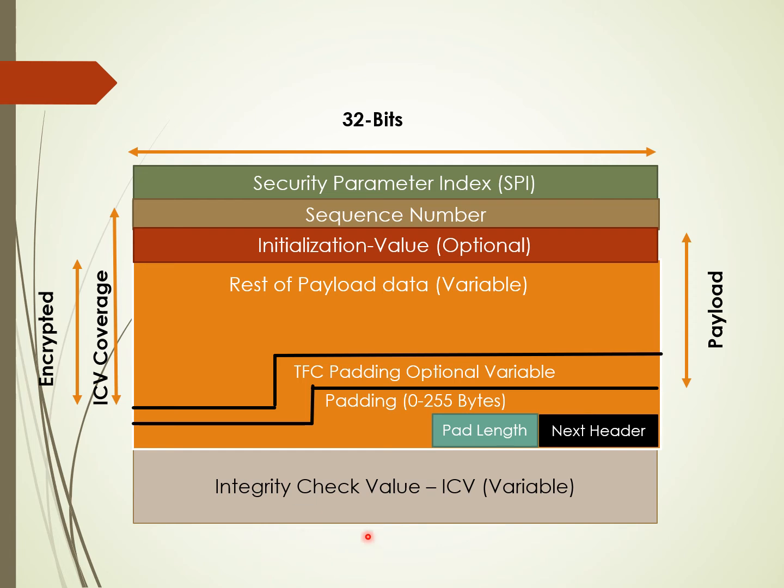Now next, integrity check value, that is ICV in short form. And we know that it covers the fields that are used for encryption minus the fields that are used for authentication. So this is a substructure of the payload data. It comes under the ESP format once again, but we can view it in a different view, that is a substructure of the payload data.